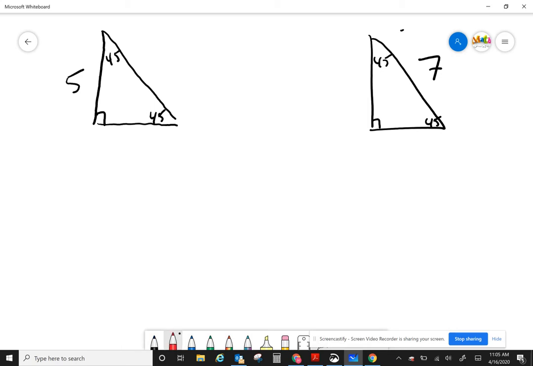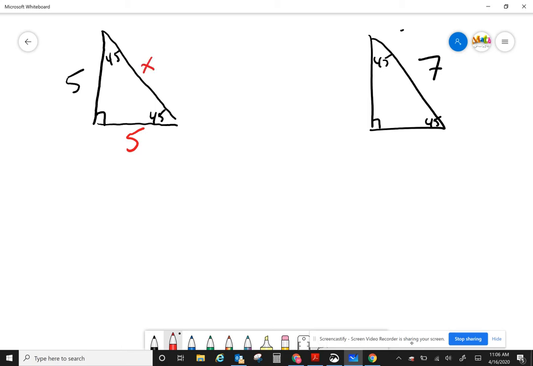45, 45, 90. There's two angles that are equal. That means two sides are equal. And those happen to be the two sides that make the 90-degree angle, the two legs. So if one of them is given, I already know the other side is the same thing. So this side is 5. Because two angles are equal, two sides are equal. And the two sides that happen to be equal in this case are the two sides that make the 90-degree angle. Now let's find out the hypotenuse.